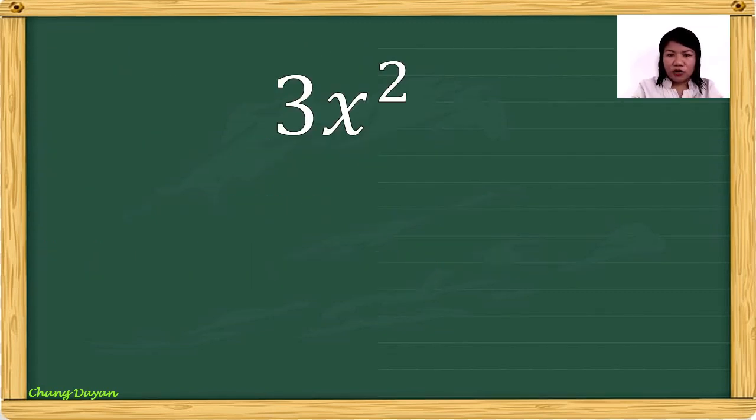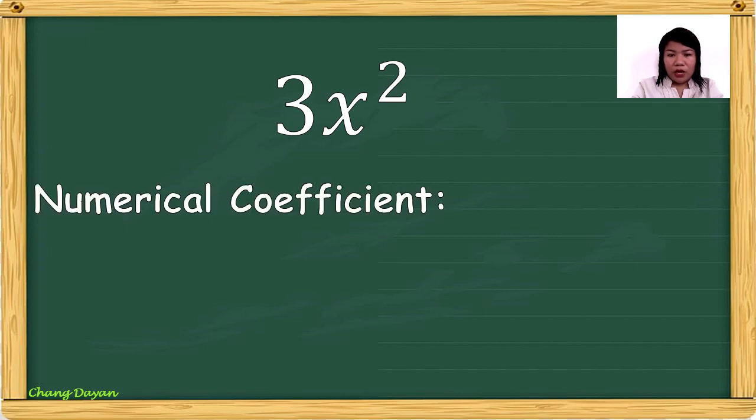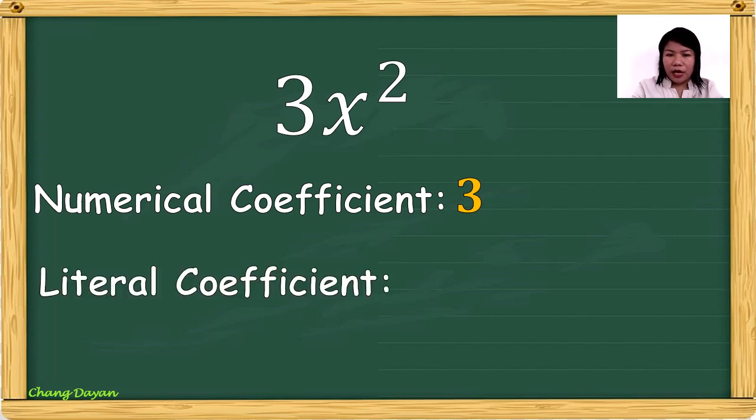Halimbawa, mayroon tayong 3x squared. At tayo ay tinanong kung anong numerical coefficient. Simple lang, ito yung number na katabi ng ating letter sa ating base. And that is 3. Samantala, ang literal coefficient ay x squared.